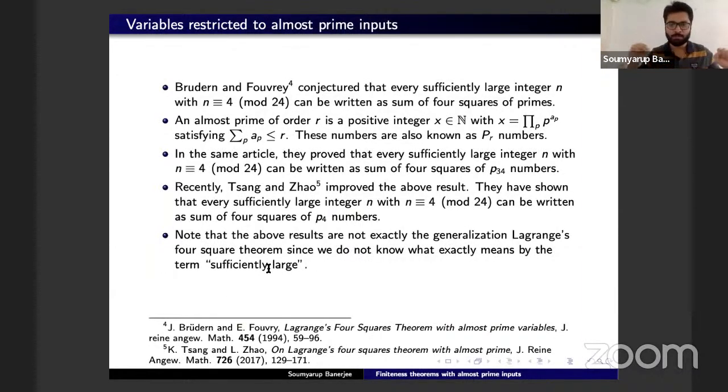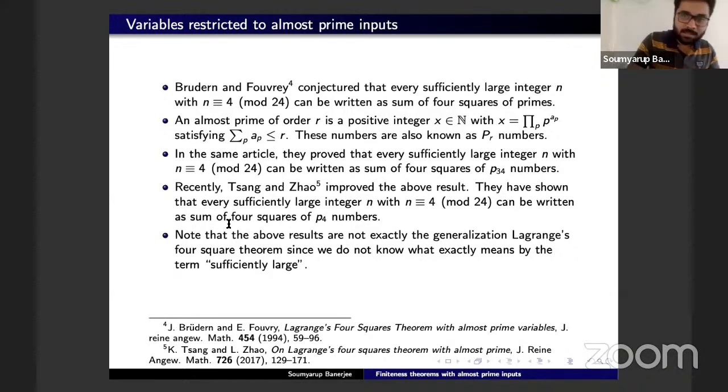So let me give you an example here. Suppose you consider the number 1 million. If I ask you, is it possible to write 1 million as a sum of 4 squares of primes? Or is it possible to write 1 million as a sum of 4 squares of P4 numbers from Zhang and Zhao? No, of course not. Why? Because sufficiently large means a huge, huge number. And in fact, we cannot compute what exactly sufficiently large is. So that's where our problem starts from. That's where we came up with the idea that we should know what exactly is meant by sufficiently large.